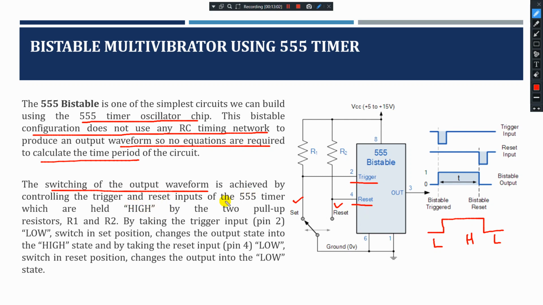Afterward, which are held high by two pull-up resistors R1 and R2. Okay, the question is, what is this pull-up resistor? A pull-up resistor is something like, if I want to keep a particular line high always, I'll call it a pull-up resistor. Let us take this X point where I need to keep this voltage always high.